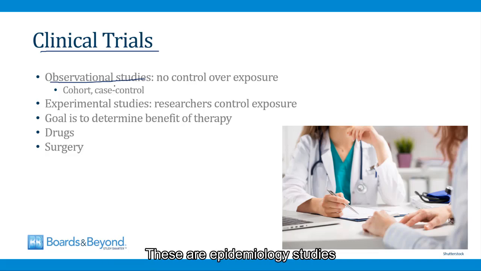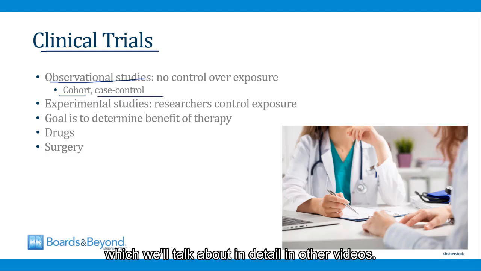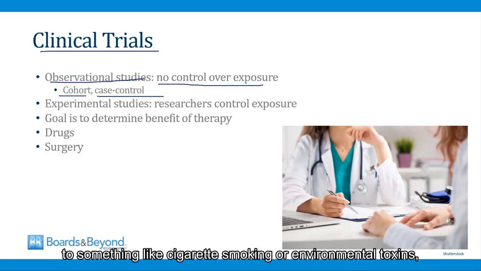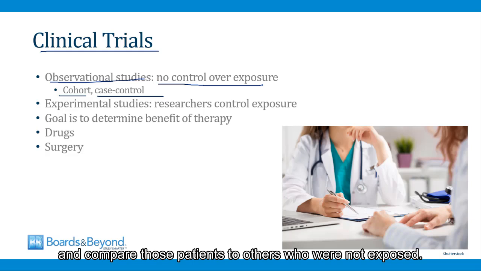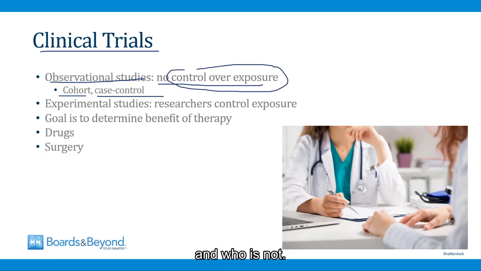These are epidemiology studies like cohort studies and case control studies, which I talk about in detail in other videos. And so in an observational study, researchers have no control over exposure. They can study patients who were exposed to something like cigarette smoking or environmental toxins and compare those patients to others who were not exposed, but the researchers can't control who is exposed and who is not.